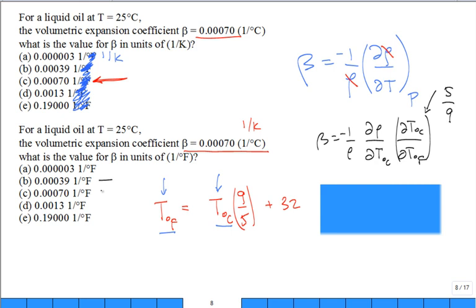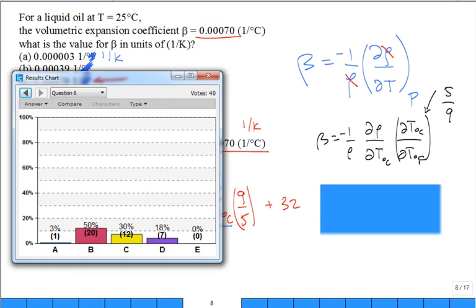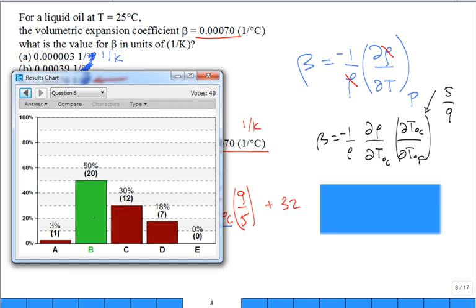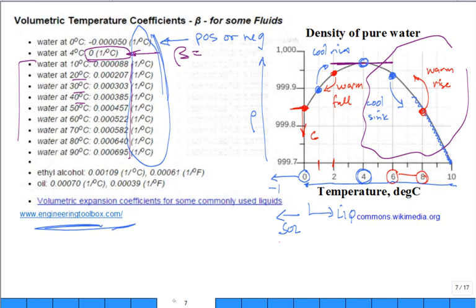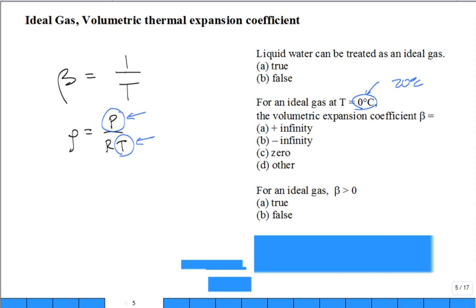And so what is our best answer? B? Did you get it right? Yes, I did. I heard excitement. That's great. Hey, look at that, 50% of the class. This is super. So if we go back, this is the same thing. Sometimes beta will be in these units, sometimes beta will be in those units for oil. All right, now we have a good familiarity with what beta is.